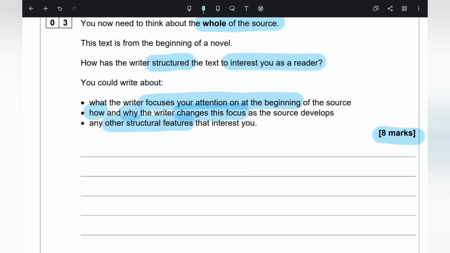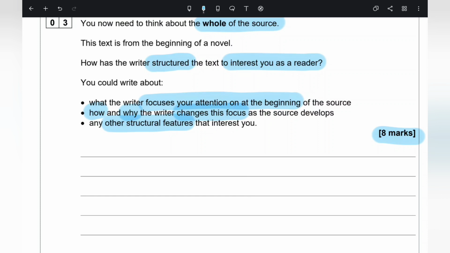So look at the bullet points. It reads, you could write about. Really and truly, it should be you should. So what the writer focuses your attention on at the beginning. At the beginning of the source on Monday, you're going to see there's a focus on one thing. Now that could be one of 3 things. I have mentioned this before. It could be on the setting, it could be on the character, or it could be on dialogue. So these are some potential areas for you to explore and mention in your exam.